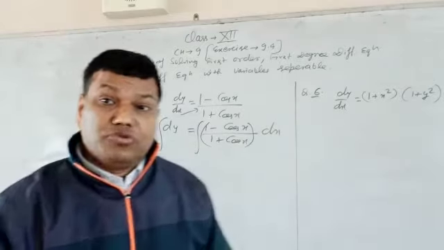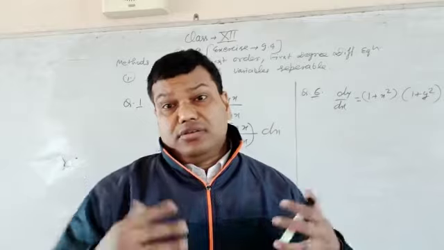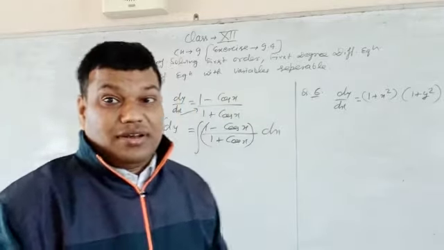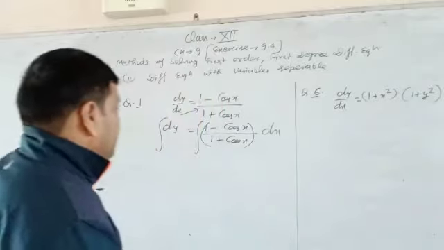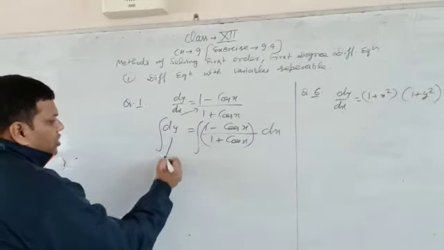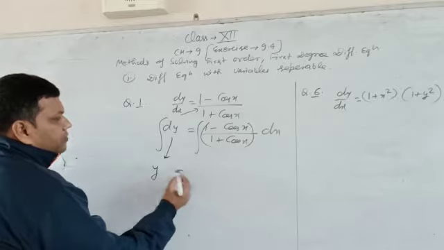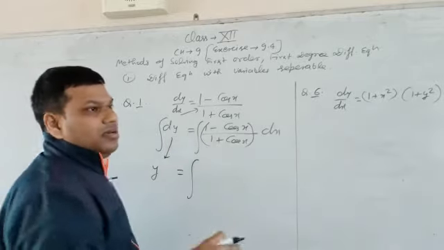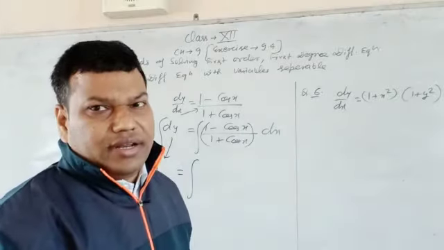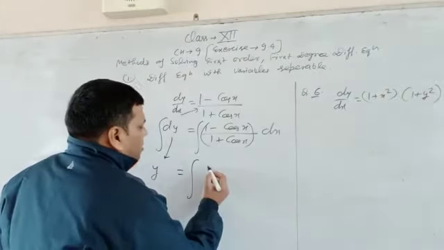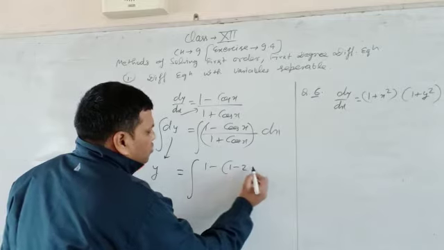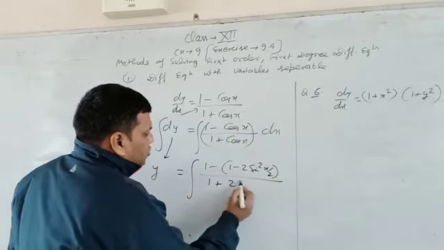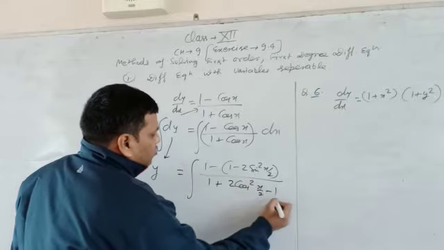Now it's up to your skills in integrating questions. How you have learned integration will be counted here. So what is the integration of that? That will be y. You have to change this so that you can easily integrate it. So it will be (1 minus 2 sine square x by 2) and (1 plus 2 cos square x by 2 minus 1).